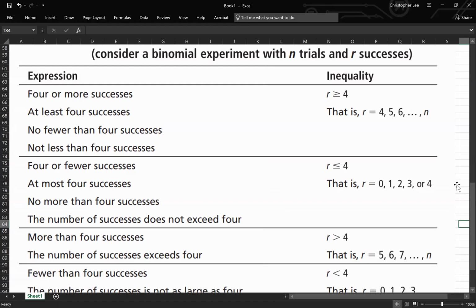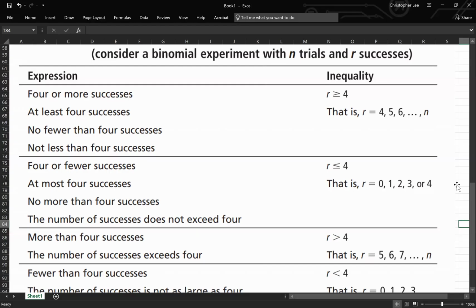That's the definition. Another way we could say this: let's say we have more than 4 successes. That's R greater than 4. That does not include 4. So I'm talking about the numbers bigger than 4: 5, 6, 7, 8, etc. The number of successes exceeds 4, that's another way to say it. That means I'm talking about the numbers bigger than 4, 5, 6, 7, 8, whatever.